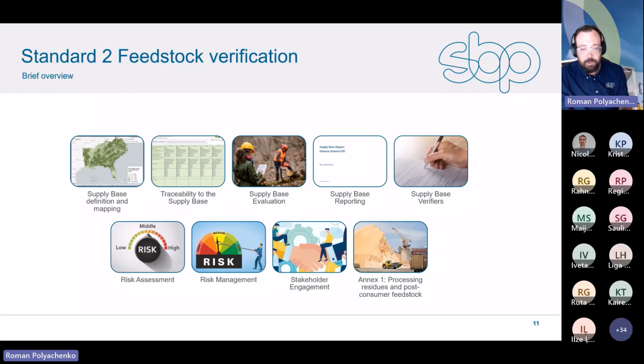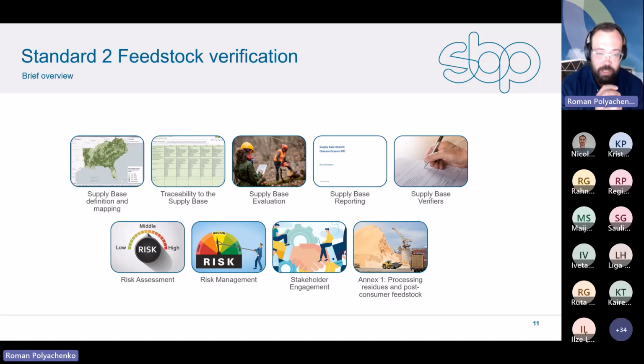Section 7 is risk management. Based on the findings of the risk assessment, organizations must develop and implement a risk management plan to mitigate identified risks. So any risks which cannot be rated as low need to be mitigated or managed.